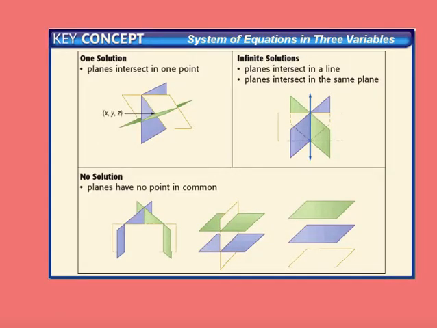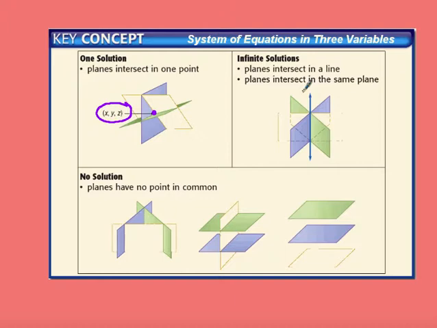So those planes can be intersecting so that they intersect in exactly one point. Now, this is really what we're looking for. We're looking for that one value that gives me a unique value for X, for Y, for Z. All right, but when we're talking about planes, not all planes are going to intersect in exactly one place.